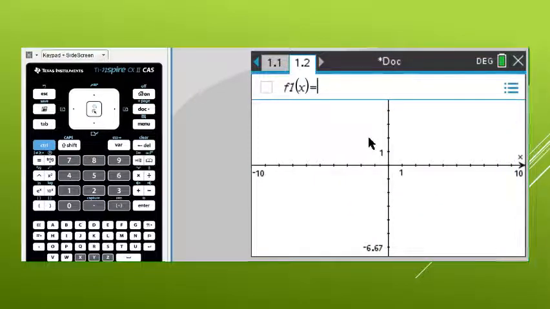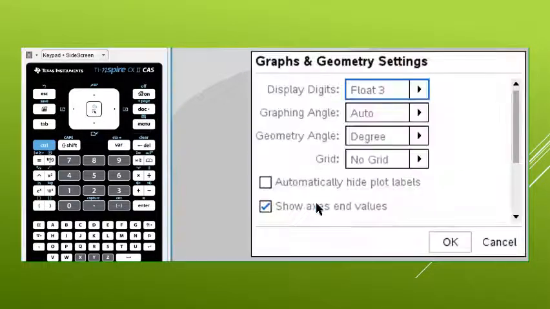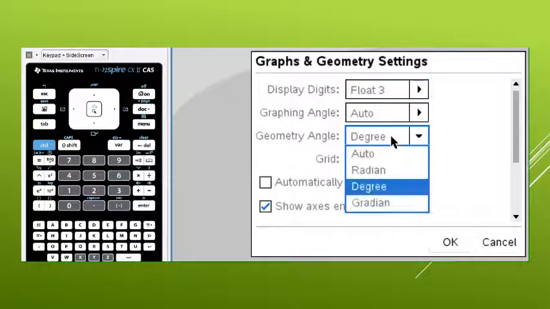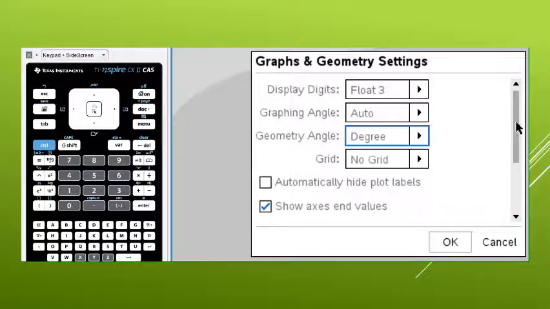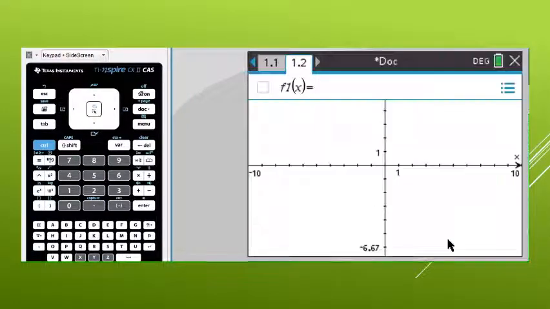Alright, there's a couple of things we need to check before we start. Even though we've got our calculator in degree mode, we need to make sure the calculator is working in degree mode for graphs. So we click on Menu and go to Settings, and you'll see here it says Geometry Angle Degree. If not, you need to go down there and select Degree. If that's what it's got, then we can go OK.